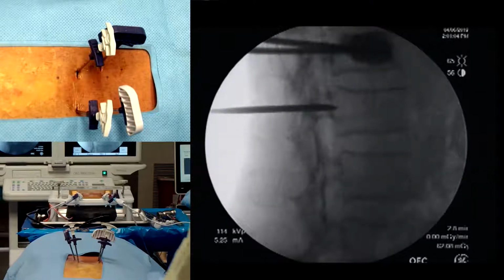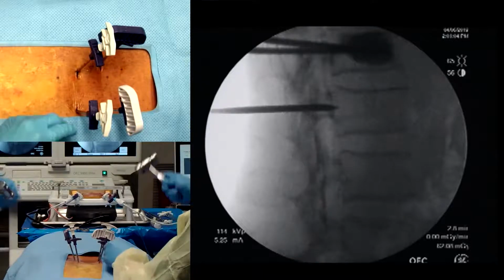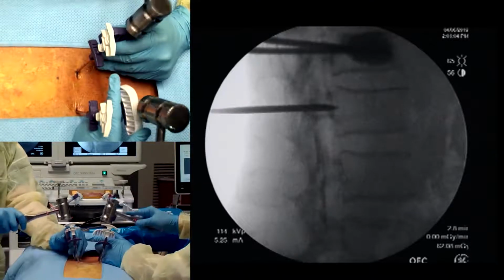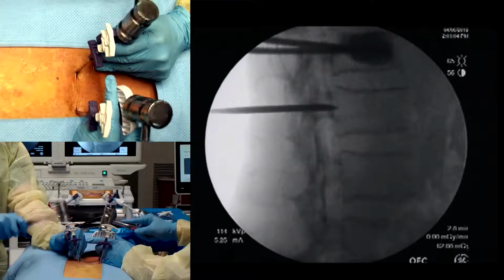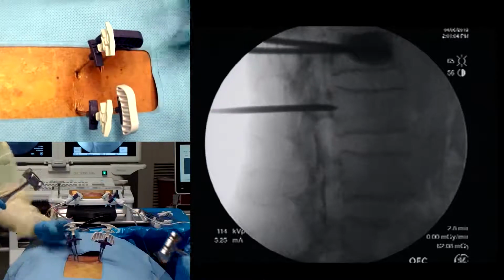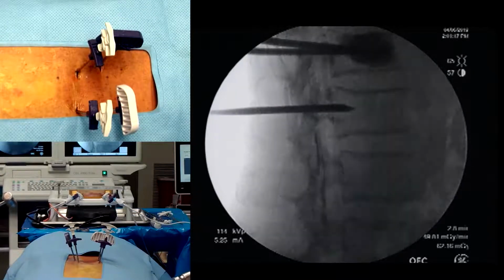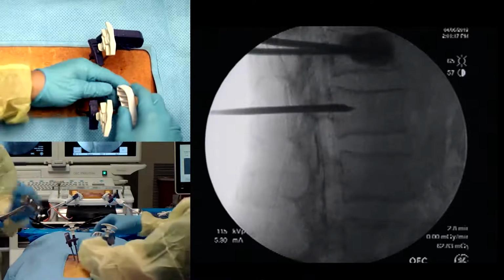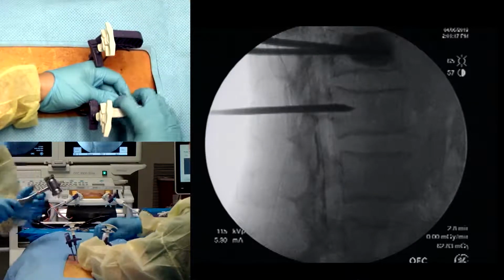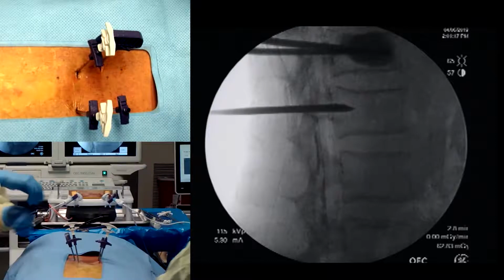That looks great. So maybe about another centimeter. And this time we're a little bit more parallel, which is fine. Let's just assume that we wanted to guide it toward the superior end plate, where a lot of these fractures, as I'm sure you all know, occur. So now we're going to take this out, and we're going to drill.